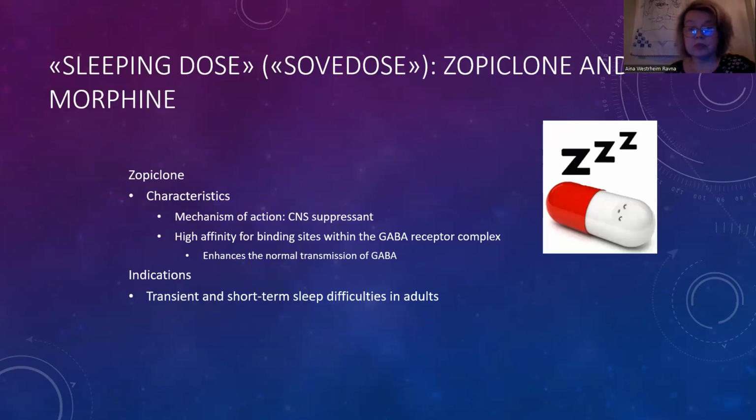I will just mention what is in Norwegian called a sovedose, which in English translates to sleeping dose. And it's typical to give this at night when you know that the pregnant woman won't give birth during the night, but she needs to sleep. And then you typically will give zopiclone and morphine together.